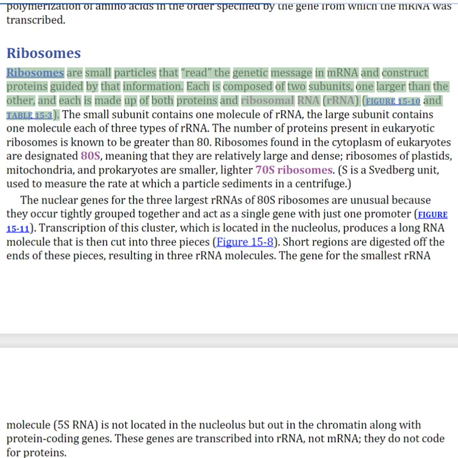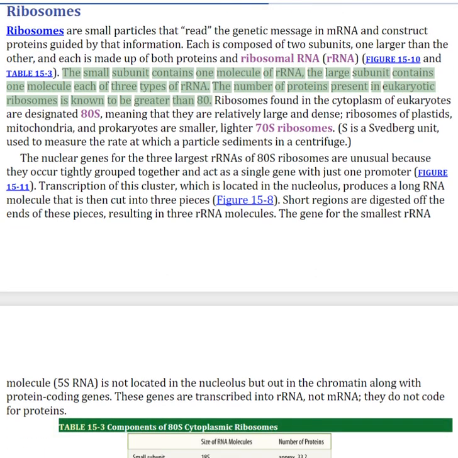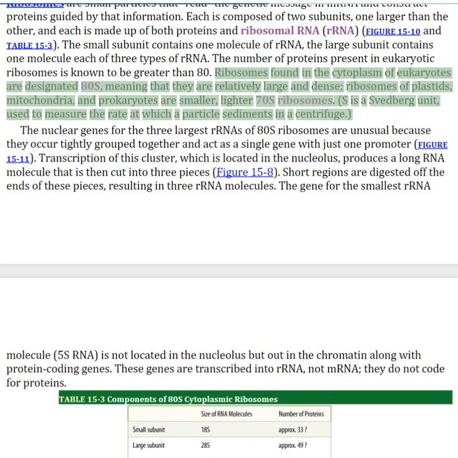Each is composed of two subunits, one larger than the other, and each is made up of both proteins and ribosomal RNA. The small subunit contains one molecule of rRNA, the large subunit contains one molecule each of three types of rRNA. The number of proteins present in eukaryotic ribosomes is known to be greater than 80. Ribosomes found in the cytoplasm of eukaryotes are designated 80S, meaning that they are relatively large and dense. Ribosomes of plastids, mitochondria, and prokaryotes are smaller, lighter 70S ribosomes.